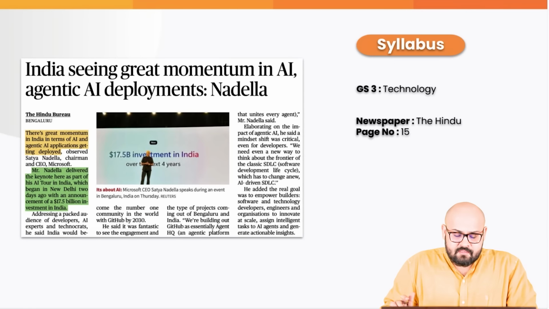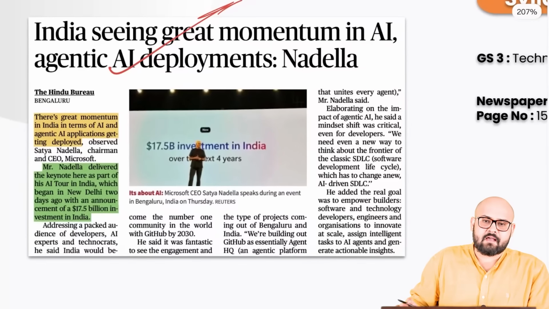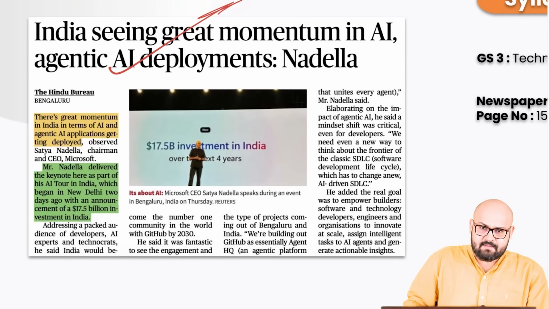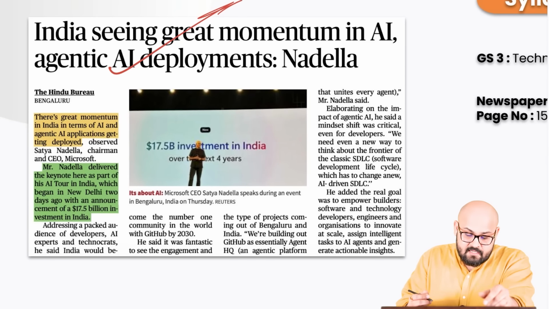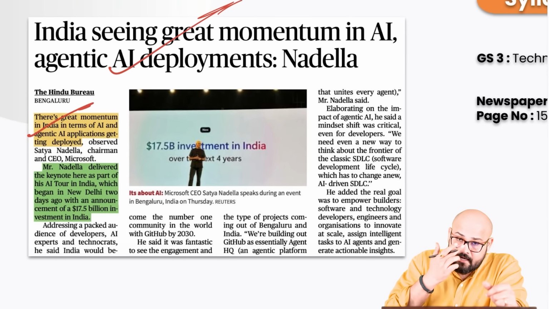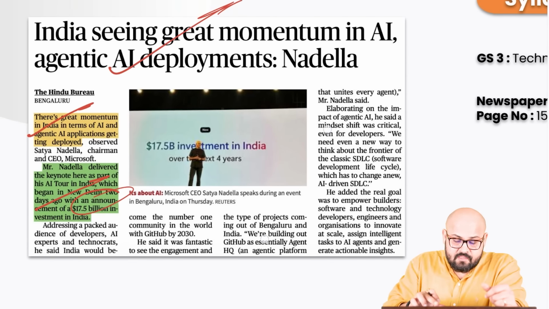Coming to the last topic of today's discussion, this is with respect to AI deployment in India. So the head of Microsoft has announced an investment of almost $17.4 billion in the next few years in AI deployment. There's great momentum in India in terms of artificial intelligence and agentic AI applications. Mr. Nadella, the head of Microsoft, delivered the keynote address as a part of the AI tour in India, which began in New Delhi 2 days ago with an announcement of almost $17.5 billion investment in India.